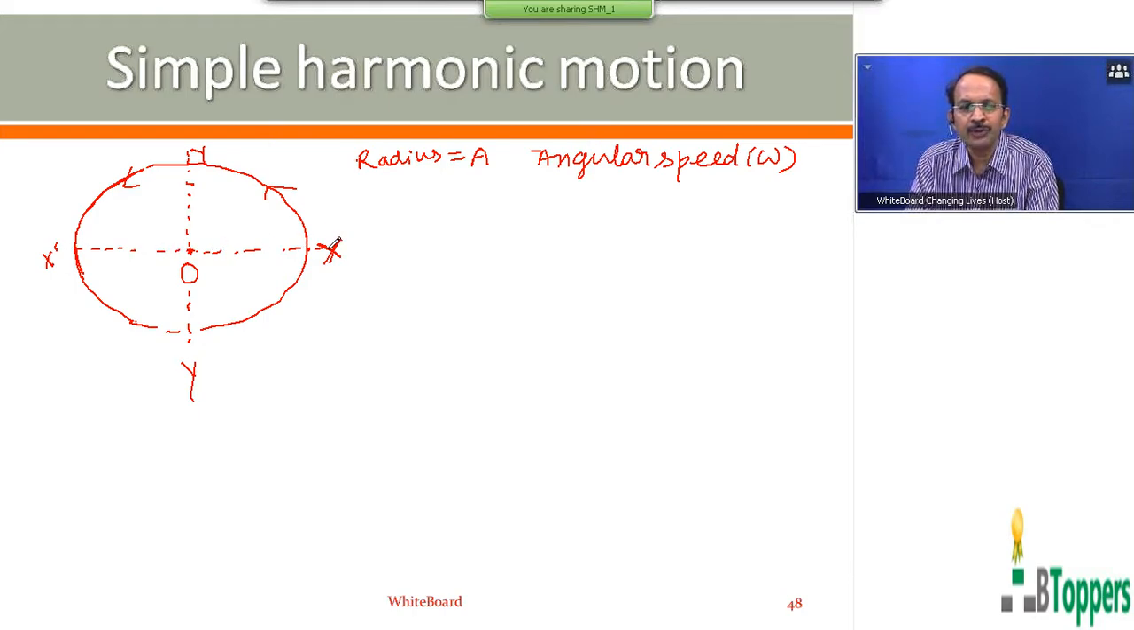Let x dash Ox denote one of the diameters of the circle, and y O y dash represents another diameter of the circle, which is perpendicular to the first diameter x dash Ox. Let us start timing when the particle moving in the circular path crosses the end x of the diameter at t equal to 0. Let us suppose the particle moves from this end x to some point P in the circle in time t.